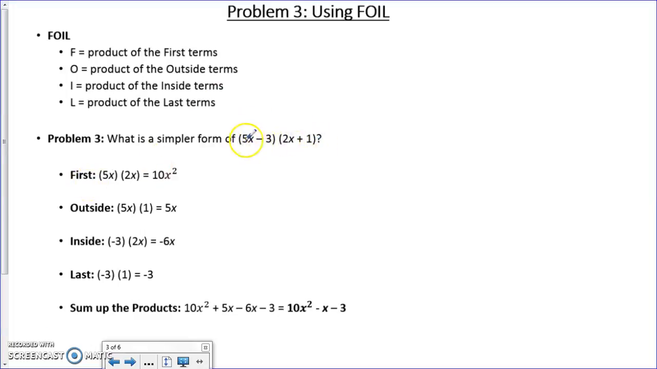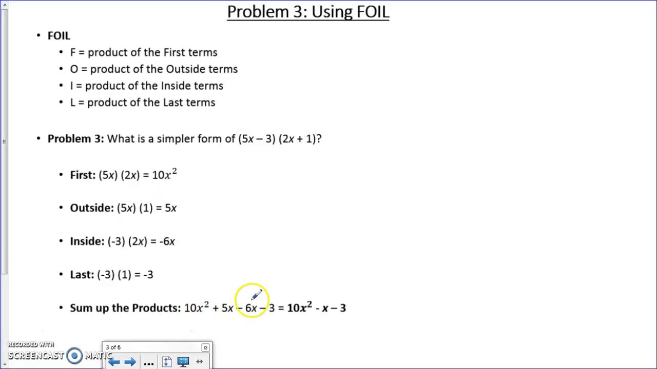So the first terms are 5x and positive 2x. Multiply them together, it gets you 10x squared. The outside terms, 5x is on the outside over here, positive 1 is on the outside over here, that yields 5x. The inside terms, negative 3 and positive 2x yield negative 6x, and the last terms, negative 3 and positive 1 get you negative 3. So now you have these four terms. You add up those products.